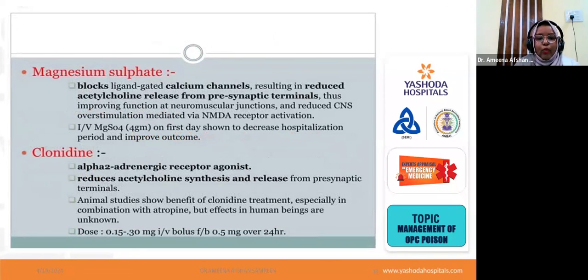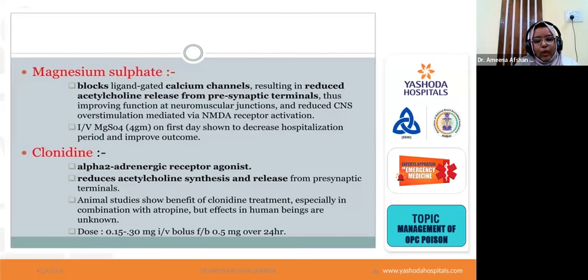Magnesium sulfate works by blocking the ligand-gated calcium channels. Calcium channels are present in the presynaptic neuron. So once the calcium channel is blocked, the acetylcholine will not get released. By this it decreases the acetylcholine concentration in the synapse. In this way, magnesium sulfate is useful. The dose is 4 grams initially on the first day, which has been shown to decrease hospitalization period and improve the outcome.